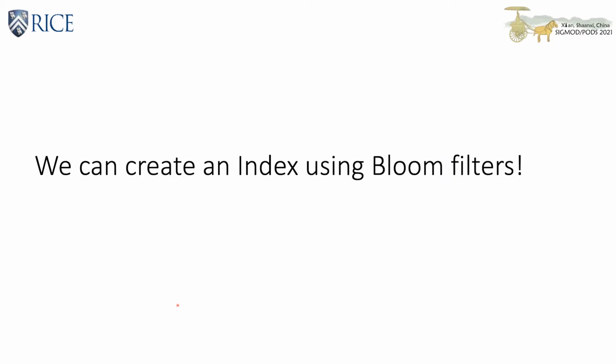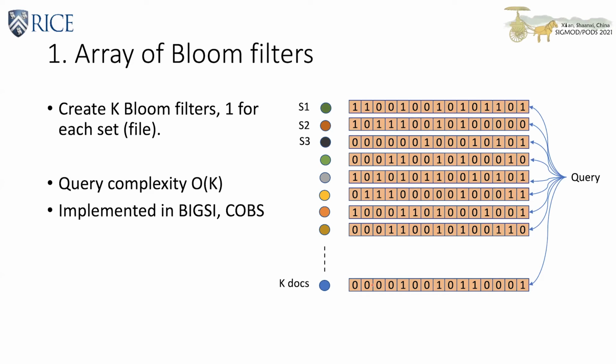Given that Bloom filter has membership testing utility, we can easily create an index out of it. Here we create k Bloom filters, one for each set, or we can call it file. While querying, we membership test each of these k Bloom filters. The query complexity in this case is order of k. Turns out it is very fast when the number of files is less than the number of k-mers. The recent Nature article, BIGSI and its successor COBS, have both adopted this array of Bloom filter based index.